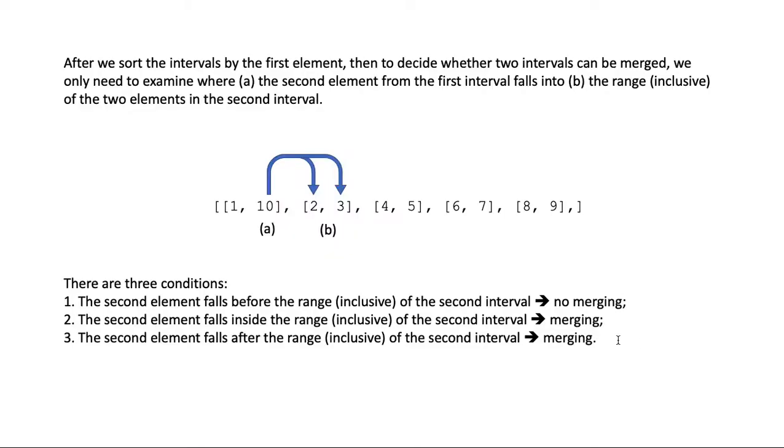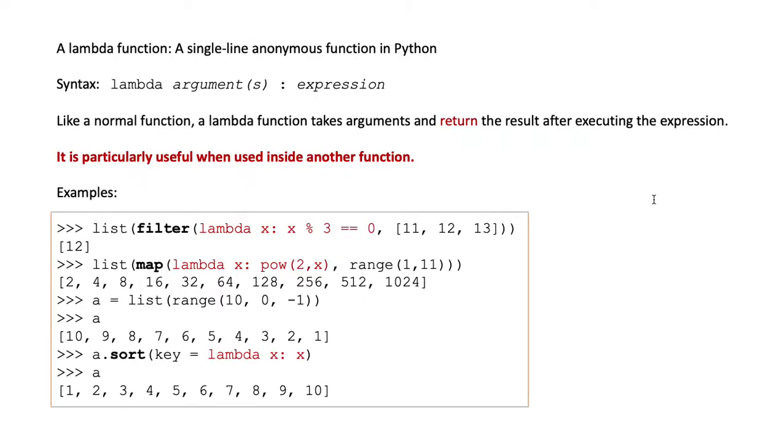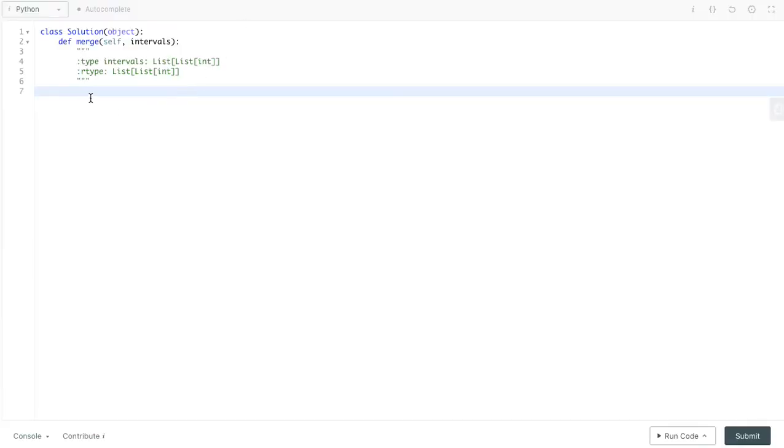It also means merging. Before we write the code, I would like to introduce a lambda function in Python, which is a single-line anonymous function that is very useful when used inside another function, for example, filter, map, and sort. And in this question, we'll use the lambda function with the sort function to sort the items by the first element. With all the background knowledge introduced, we are now ready to write the code.